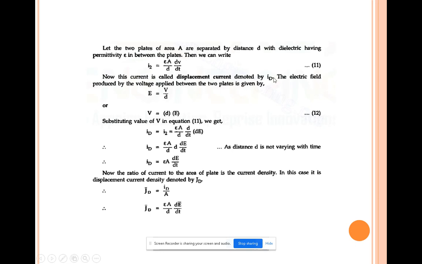The electric field produced by the voltage applied between the two plates is given by E equal to V by D, so V equals E into D. Now substitute this value in the previous equation. Replacing dV with D dE, you will get this step. Here D by D cancel each other, so you are left with only epsilon A into dE by dt.